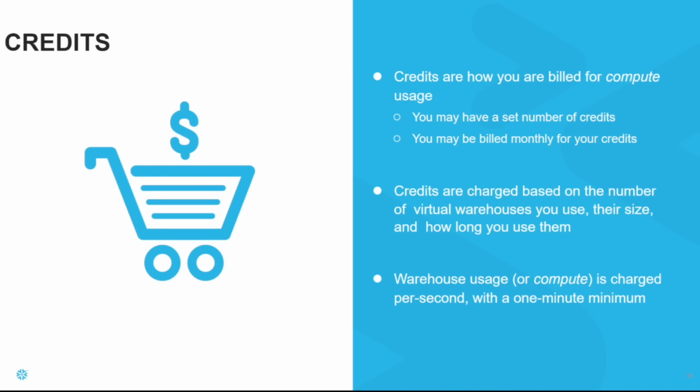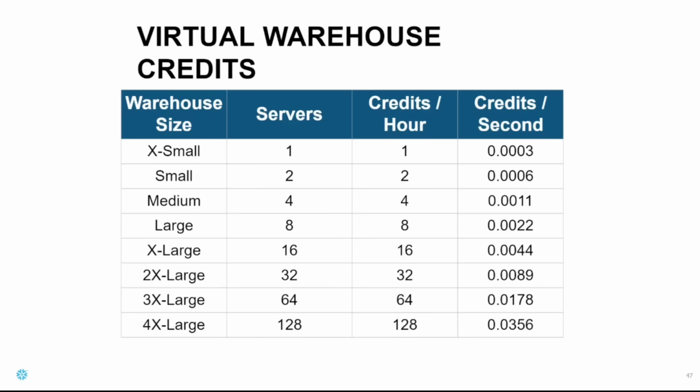You could have a certain number of credits, or you could be billed monthly for your credits. Credits are charged based on the number of virtual warehouses you use, their size, and how long you are going to use them to run your SQL queries. The usage is charged per second. So every second when your queries are running, it is charged per second with a minimum of 1 minute. So whenever you execute your query for the first time, Snowflake will charge for the entire 60 seconds, and after that, it only charges per second when the queries are running.